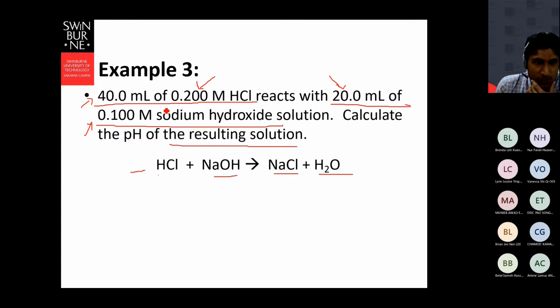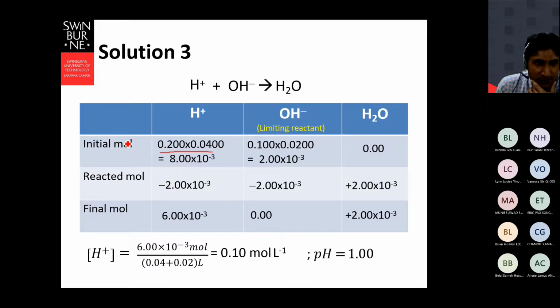HCl, we took 0.2 molar, 40 milliliters. The number of moles is n equals C into V. So from there we find the number of moles of acid, and then in the same way we find the number of moles of base, that is sodium hydroxide. And this is a 1:1 reaction.